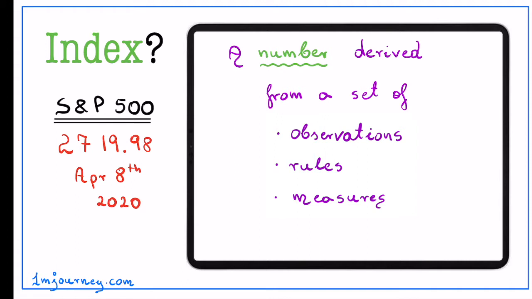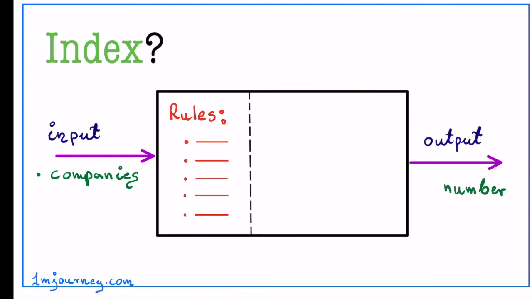And one of the most common indices that you have is the S&P 500, which is the Standard & Poor's 500. For instance, on April 8th, 2020, that particular index was 2,719. So it's just a particular number and it's telling us something. Of course, for us, what we want to know is where that number actually comes from. So let's create, just for kicks, our own particular rules that will create an index or a number for us based on certain things that we have.